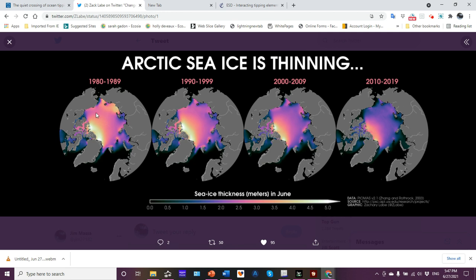And we see, this is when it's the thickest. So here's where we have like the 5 meter thick ice. This is the oldest sea ice here. Okay. A little bit of change in 90 to 99. Then we start seeing more change. It's starting to shift this way. You notice, if you look here, the areas of white is declining.